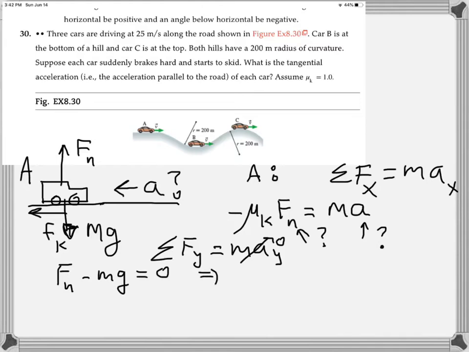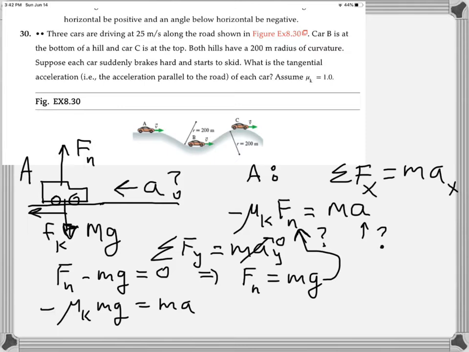Therefore, the normal force minus the weight equals 0, which gives us that the normal force is equal to the weight of the car. We plug it into the equation for kinetic friction, and we get minus mu k times mg equals ma. The mass is on both sides, and the acceleration that we get is minus mu k times g, which should be a familiar result to you. We discussed this in a couple of videos. So this is minus 9.8 because the problem says that mu k is just 1. So 1 times 9.8 is 9.8.